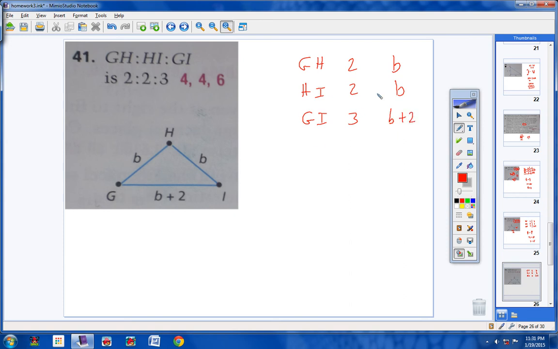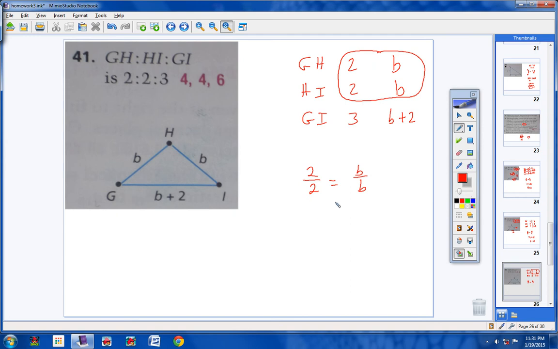Okay, now it really doesn't matter which two you take. I'm just going to take these two here. To be honest with you, I don't want to mess with a binomial, a two-termer right here. So I'm going to go with the top two. So I have 2 over 2 equals B over B. Okay, well, let's cross multiply. 2 times B is 2B.